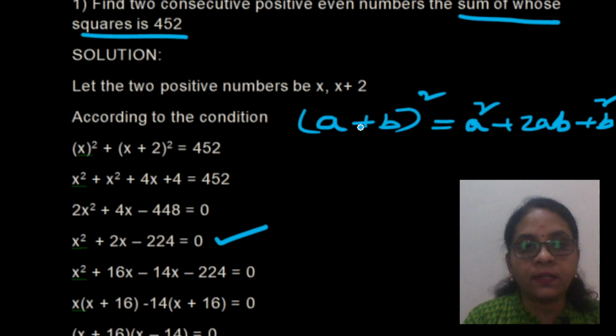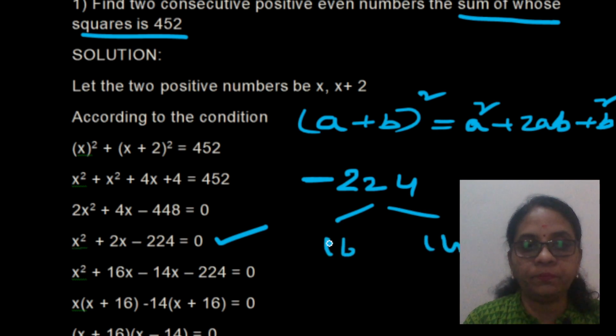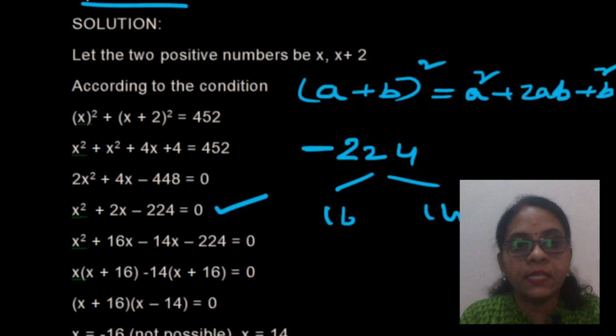Now what next? You have to factorize. What are the factors of 224 whose middle term is 2? If you find the factors, the difference of the factors should be 2. Why should the difference of the factors be 2? Because the product is minus 224. So two factors of 224 whose difference is 2 are 16 and 14. Okay, so let's see the solution now.